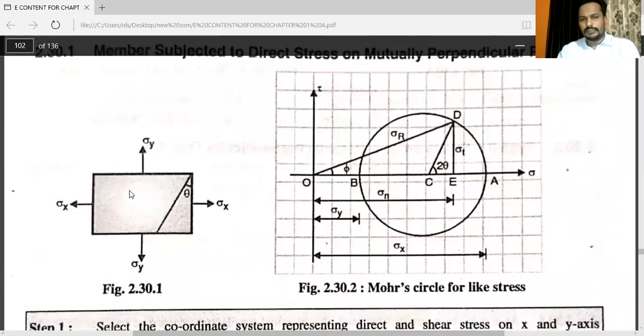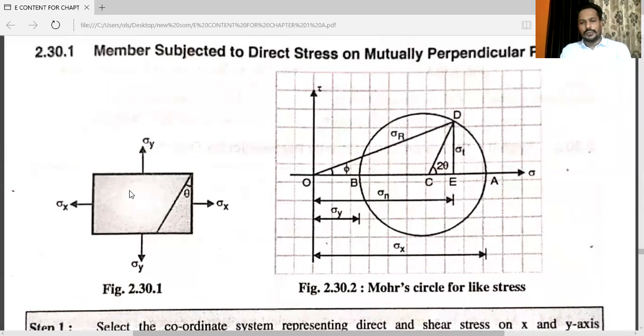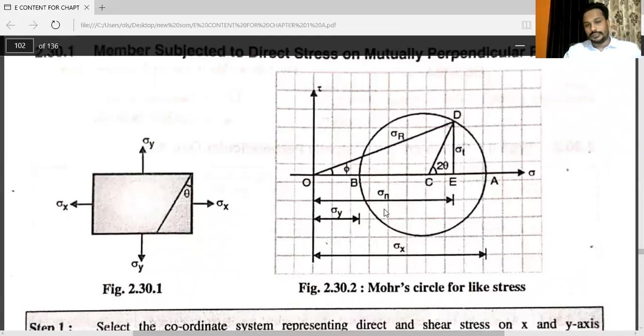See this diagram. Mohr circle for like stresses. You can see sigma x is here. This is sigma y. How to draw the Mohr circle? You can see this.